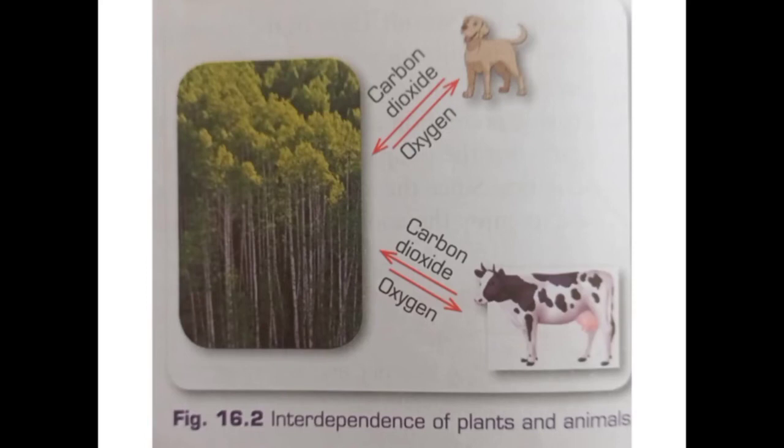Dependence of plants on animals. Animals take in oxygen and release carbon dioxide while breathing. This carbon dioxide in turn is used by the plants in the process of photosynthesis and oxygen is released. Animals also help plants to reproduce through pollination. Insects, birds and other animals help the plants by carrying the pollen grains to various places for pollination.